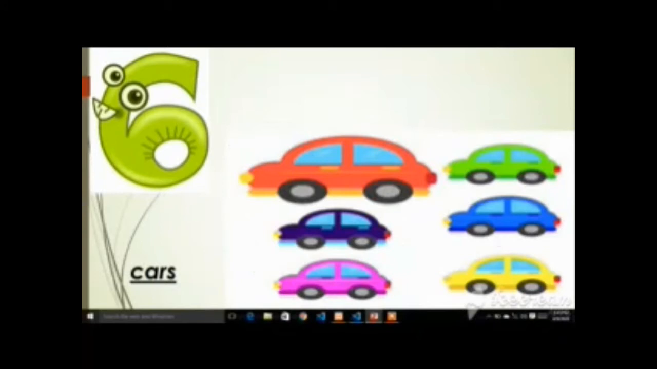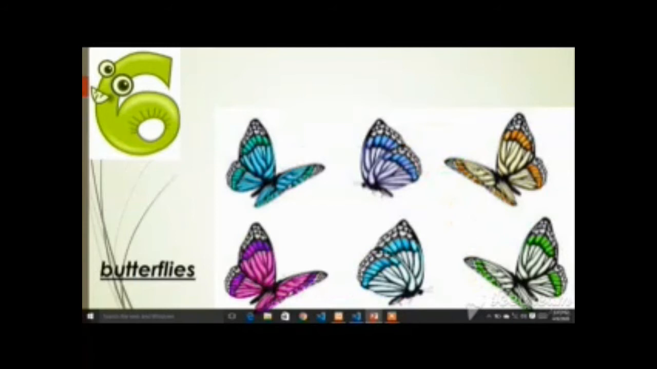Look at here. What are these? Yes, these are cars. How many cars are there? Let's count. 1, 2, 3, 4, 5 and 6. Look, what are these? These are butterflies. Let's count. 1, 2, 3, 4, 5 and 6.